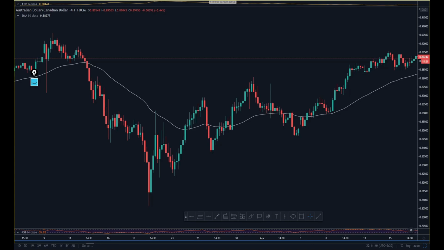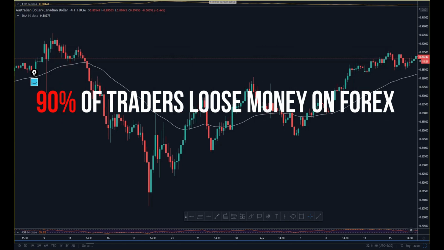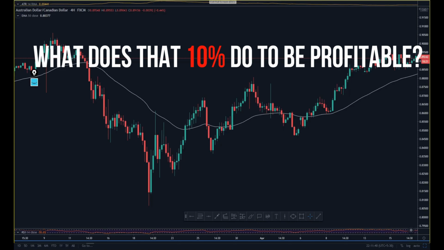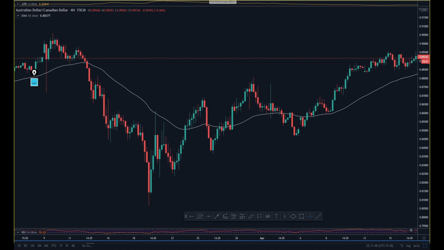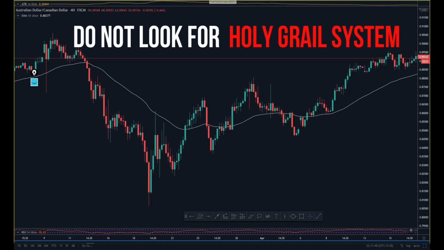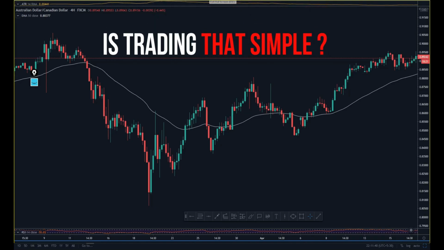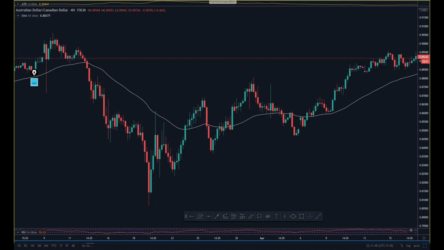But before getting into the trade, there is something I want to share. We all know that 90% of traders lose their money in forex markets. But that should not be our concern. The main question we should be asking is, what does that 10% of traders do to be profitable? I will tell you from my experience. They don't look for holy grail systems. They make rules and strategies around which they trade. Simple as that. Many of you may be thinking, is trading that simple? My answer is yes. As long as you don't make it complicated and use simple rules, proper money management and strategies that work, you will be profitable. And today I have shared a very easy technique of identifying trend in the forex market.